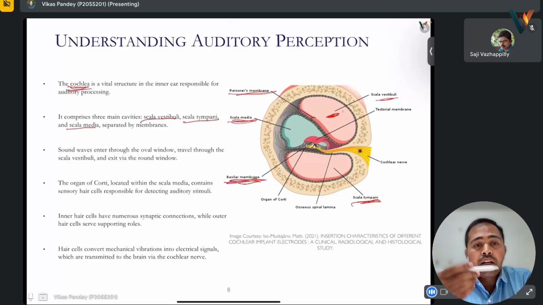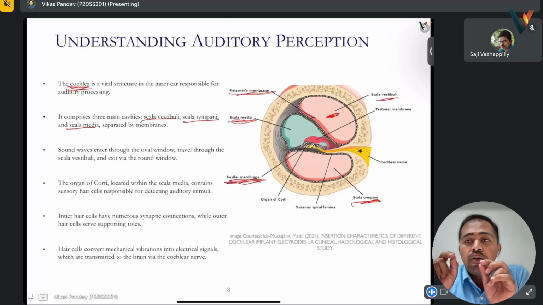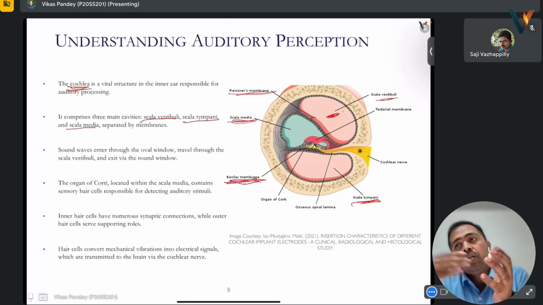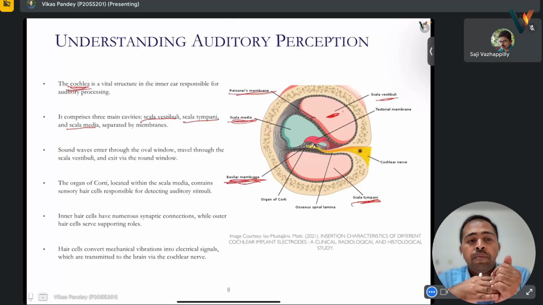There is the organ of Corti. Inside the organ of Corti, we have sensory hair cells that are responsible for detecting the auditory stimuli. The inner hair cells have the neural connection, the synaptic connection. The outer hair cells serve a supporting role. So hair cells convert this mechanical vibration into an electrical signal.